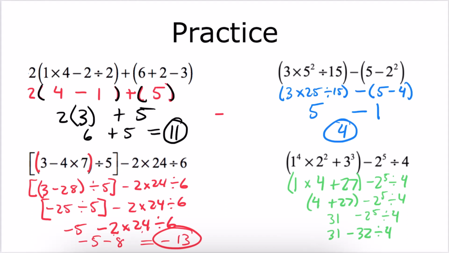Then I need to do division because that's the next most difficult operation. So 32 divided by 4 is 8, and I end up with 31 minus 8. And 31 minus 8 is going to equal 23. And so 23 is the correct answer on that one.